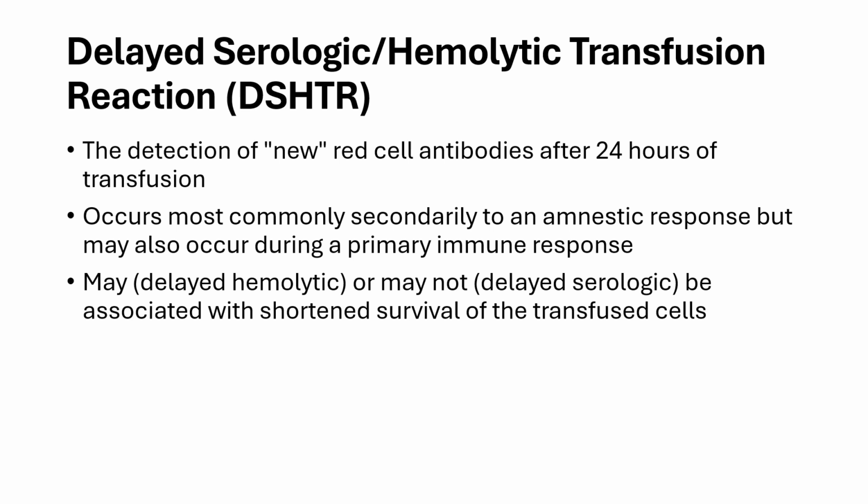For a delayed serologic or hemolytic transfusion reaction, this is usually detected after 24 hours of transfusion. The cause is most commonly a secondary anamnestic immune response, and it can also occur during a primary immune response. So, impact on transfused cells: this may cause a delayed hemolytic transfusion reaction, which leads to a shortened survival of transfused red cells. This may also result in a delayed serologic transfusion reaction with no shortened survival of the transfused cells.